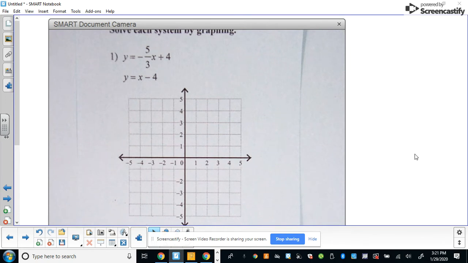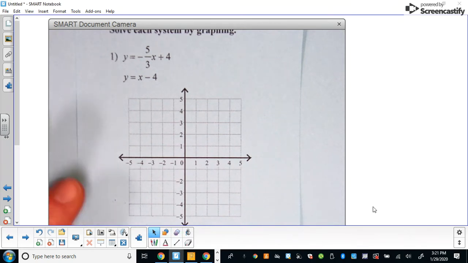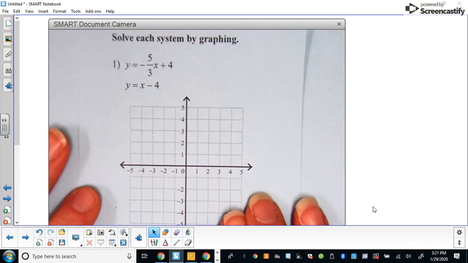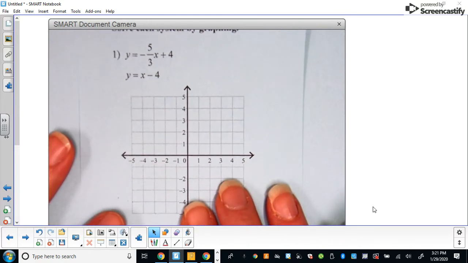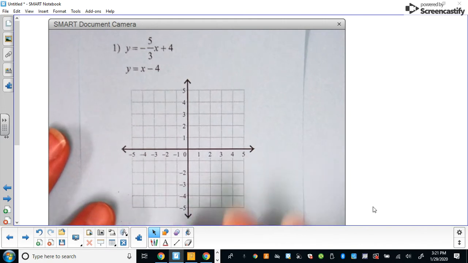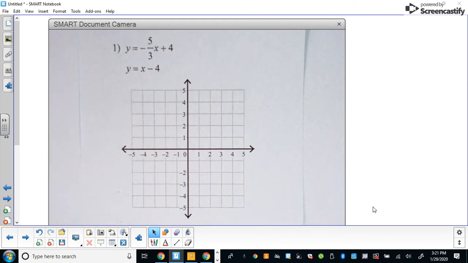Hi, today we're going to look at solving systems of equations, and we're going to do this by graphing. So basically, a system of equations is just two lines on a graph, and we're trying to find where they touch each other. So let's make sure that we can graph these two lines.